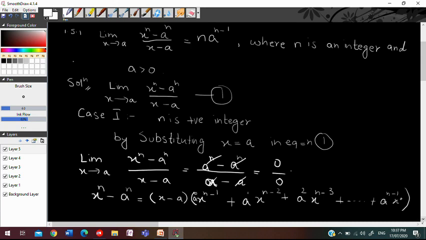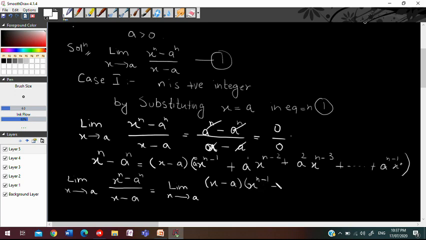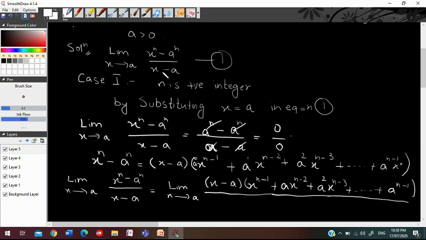Right, now we use this factorization in our equation number 1. So we can write limit x approaches to a of (x^n minus a^n) divided by (x minus a), and in the place of x^n minus a^n we use its factors. The limit is the same, x approaches to a, and x^n minus a^n becomes (x minus a) into (x^(n minus 1) plus a x^(n minus 2) plus a^2 x^(n minus 3) plus up to plus a^(n minus 1)), and whole divided by the same factor, which is x minus a.